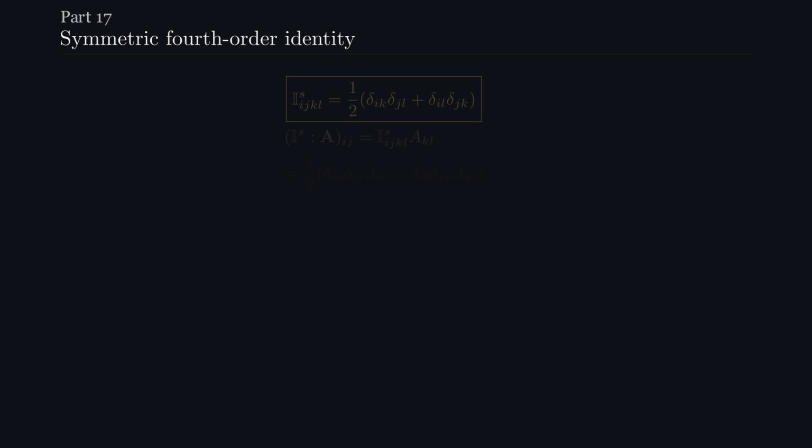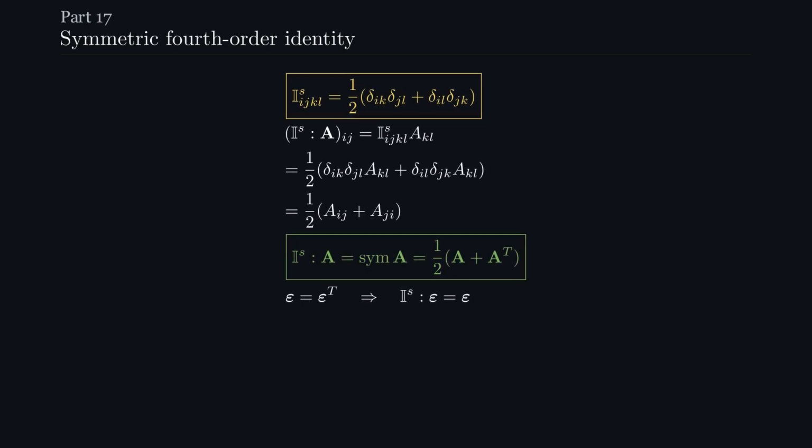The symmetric fourth-order identity maps any second-order tensor to its symmetric part. Substituting its definition and using the Kronecker deltas gives 1/2 of A_ij plus A_ji. For a symmetric small strain tensor, the result is the strain tensor itself.